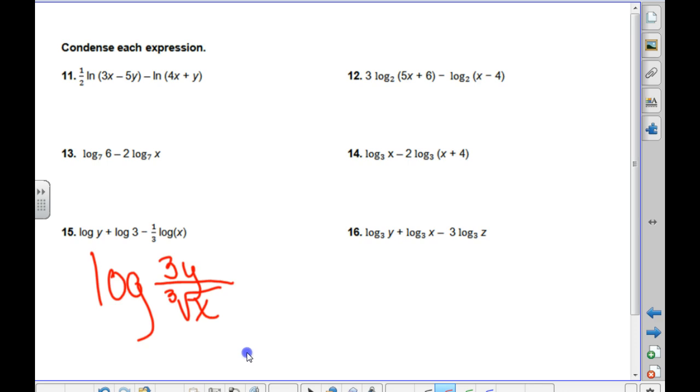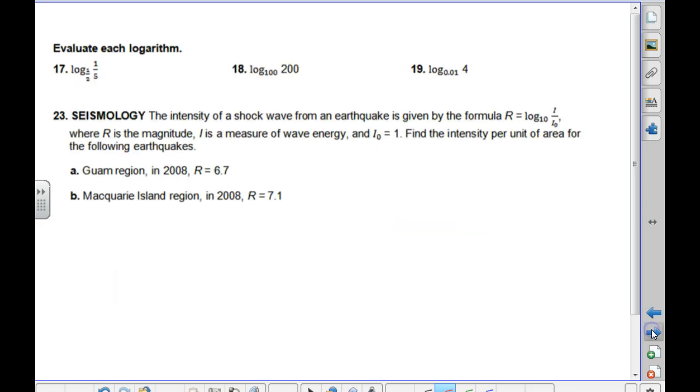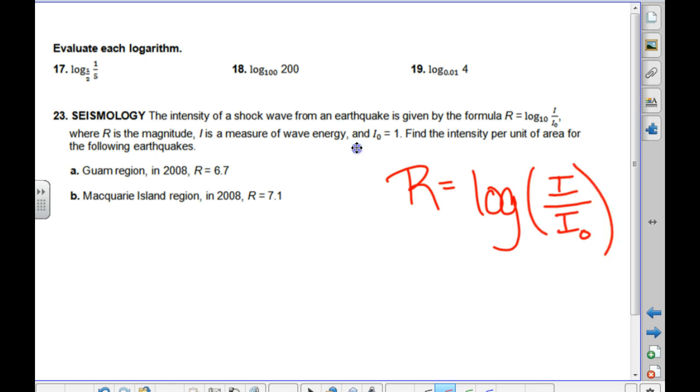Did I lose you? Oh, I'm good. You're good? Okay. Anything else on here? These three are just typing. Here's the 23. Yeah, this is also really just typing. It says that the magnitude R is the log base 10. I don't know why they wrote that, log base 10. They never usually write base 10. Of I over I sub 0. But then it proceeds to say use I sub 0 as 1. So basically just get rid of that. So it's saying R equals the log of I.